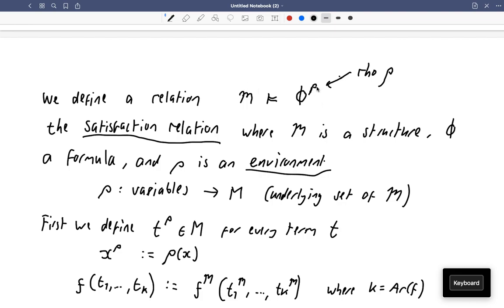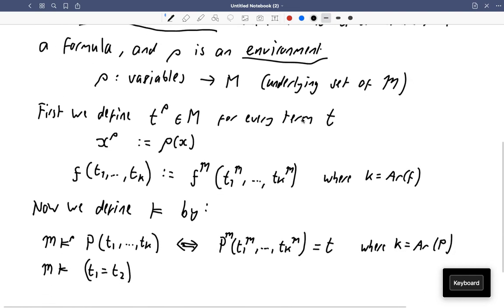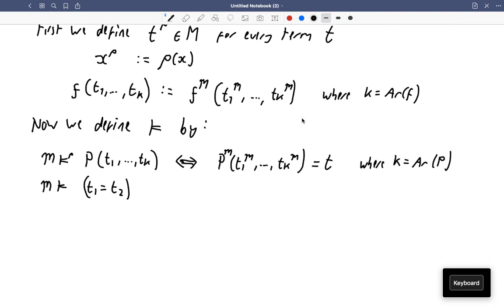But let's make this choice that I'm going to put the rho up here. So it's still the same. This says that the formula phi holds in the structure M according to the interpretation rho, the environment rho assigning elements of the structure to the free variables. So here we've got rho, and I see I've also been a bit careless here. I'm sorry about that.